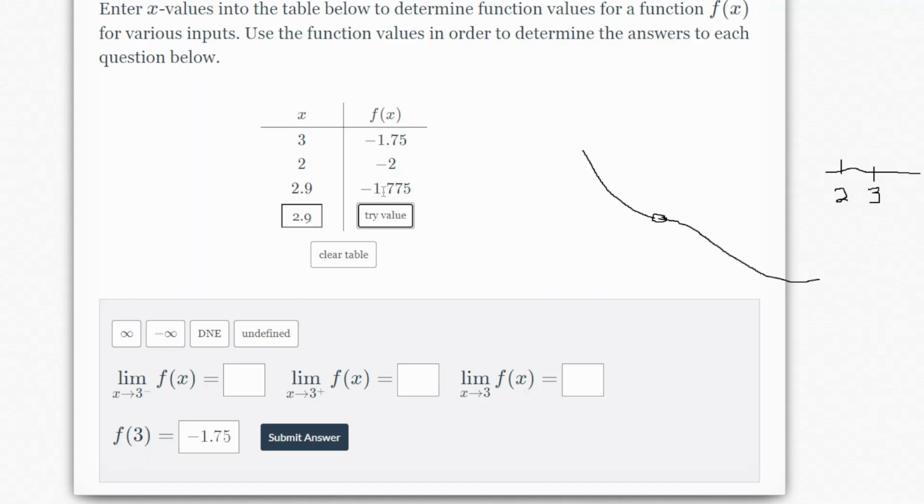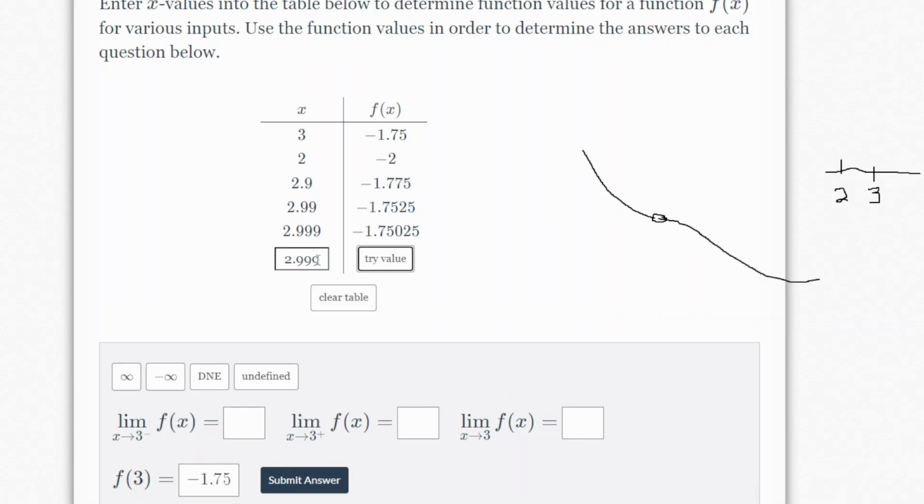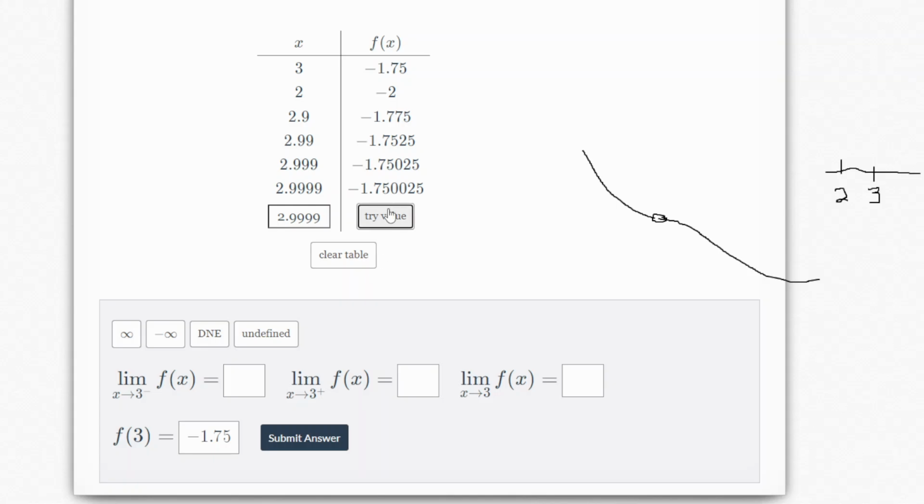And I see that it gets something a little bit different. Then let's say I want to get even closer to 3, and I do 2.99. Gets a little different. And I'm just going to keep adding 9s and see what happens. Okay, so you can see that it's really starting to just be negative 1.75, because after that it becomes zeros. So I'm just going to put in that my limit as x approaches 3 from the left is negative 1.75.